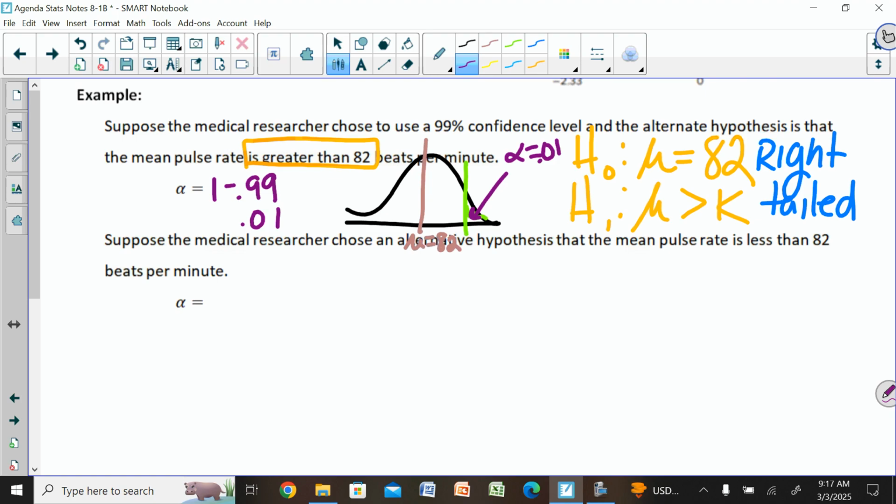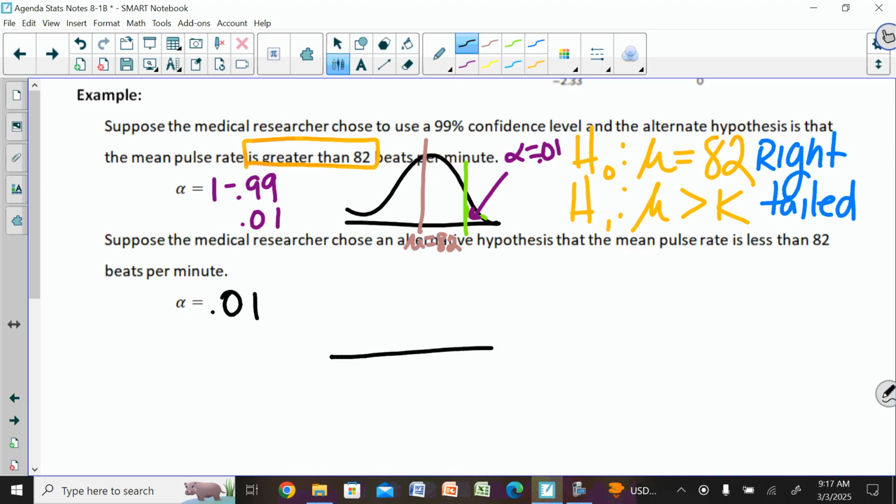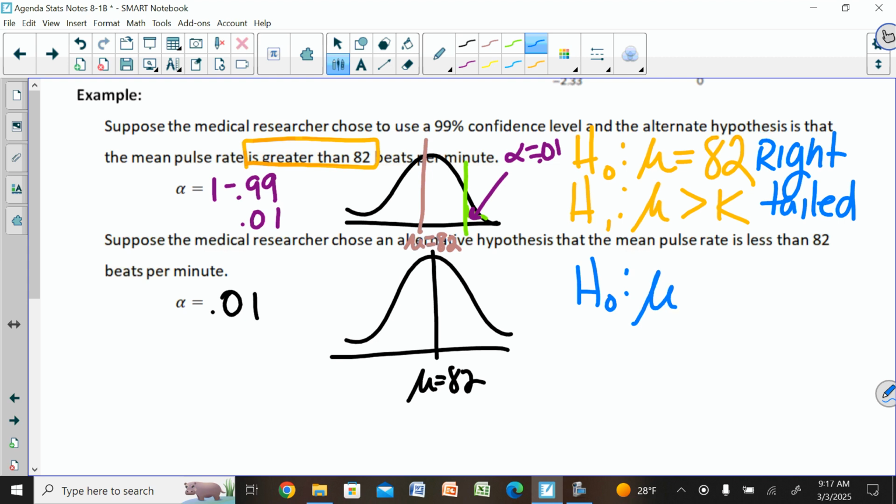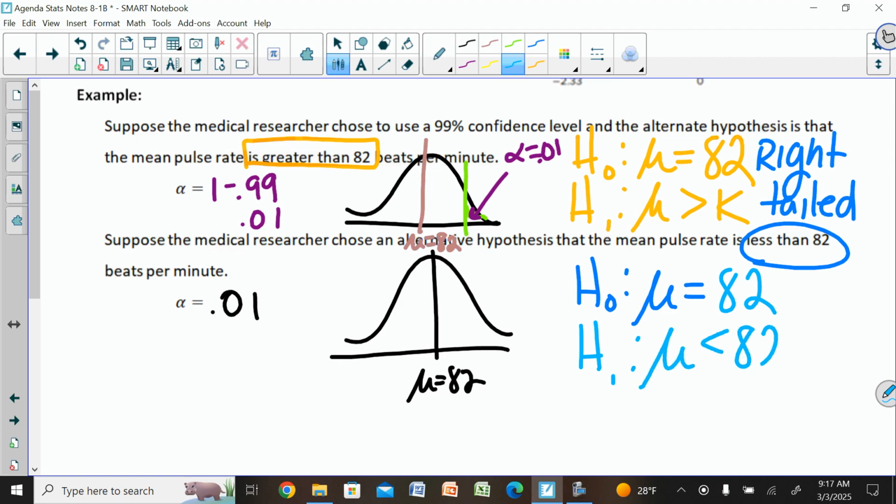It's just one-tailed. The other example, exactly the same, right? Our alpha is still 0.01. We've still got our curve with mu equals 82. For this one, our H sub 0 still, suppose the medical researcher chose an alternative hypothesis that the mean pulse rate is less than 82. So we know that it equals 82 for our H sub 0. We know that it's less than 82 for our H sub 1, which means my alpha is down here, not divided by 2, because it's just left-tailed.